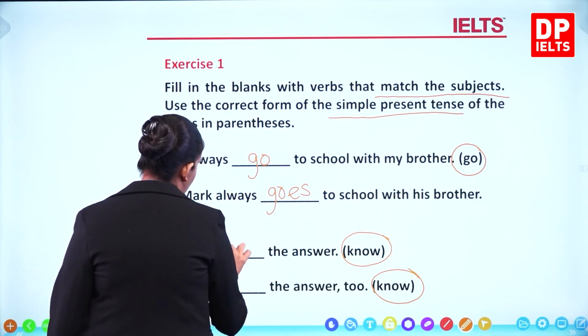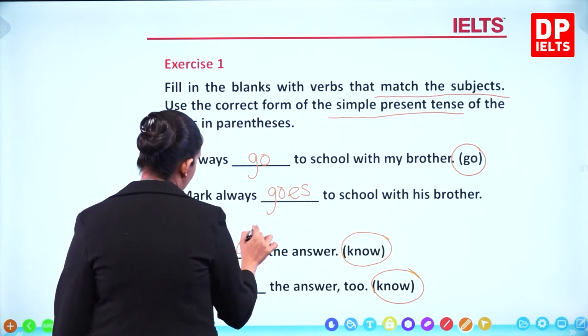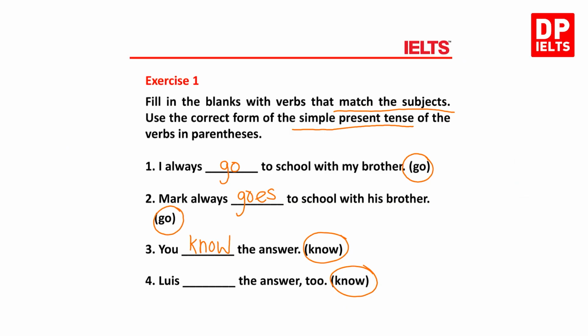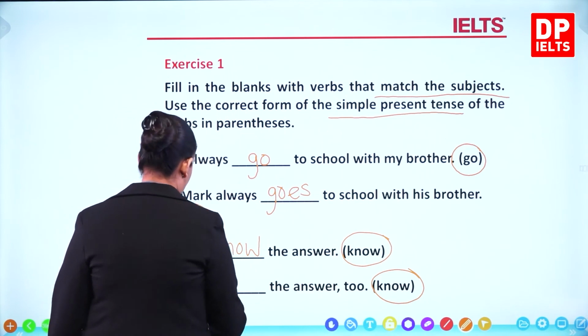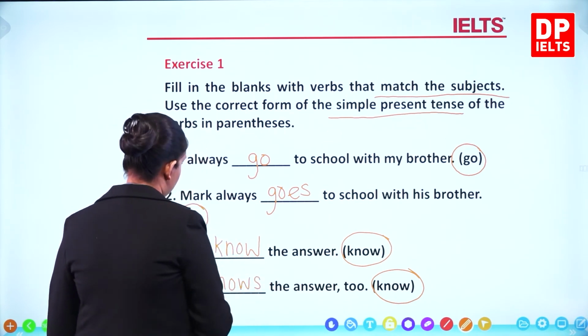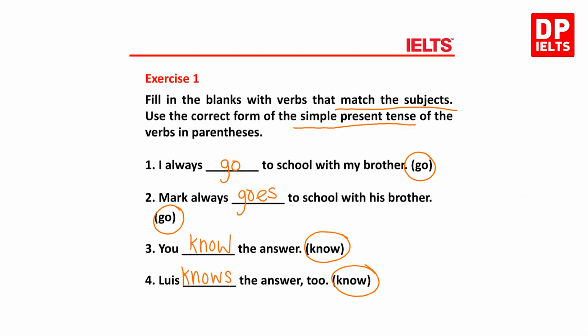You know the answer. Who knows the answer? You. You acts like a plural. You act as plural, so you know the answer, base form of the verb. Louis knows the answer too. Louis also knows the answer. Louis என்றது singular subject, அதனால நாங்க இங்க s form யூஸ் பண்ணணும். Louis knows the answer too.